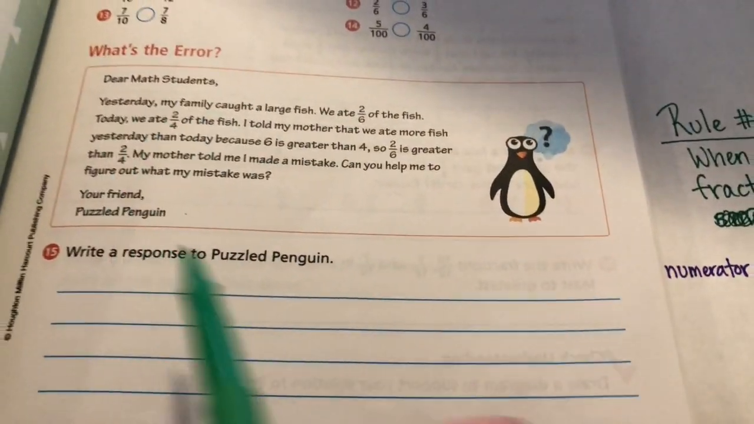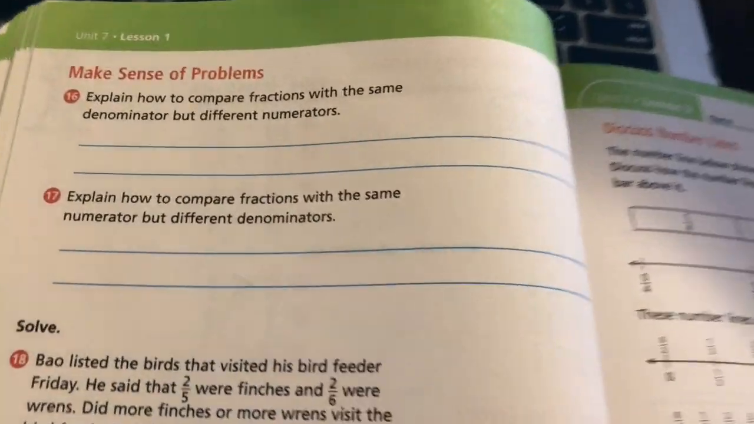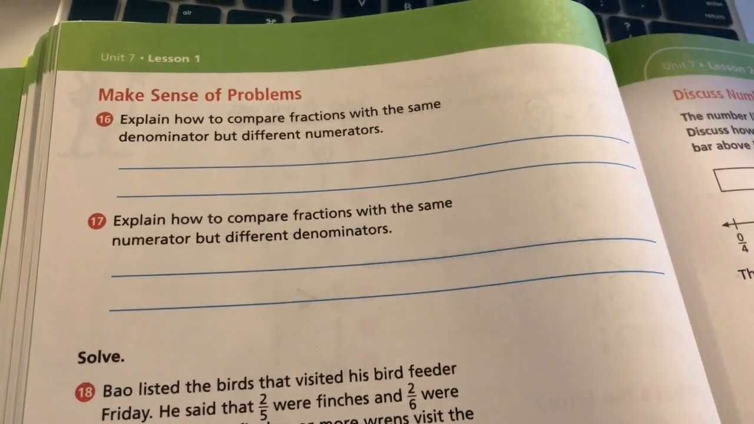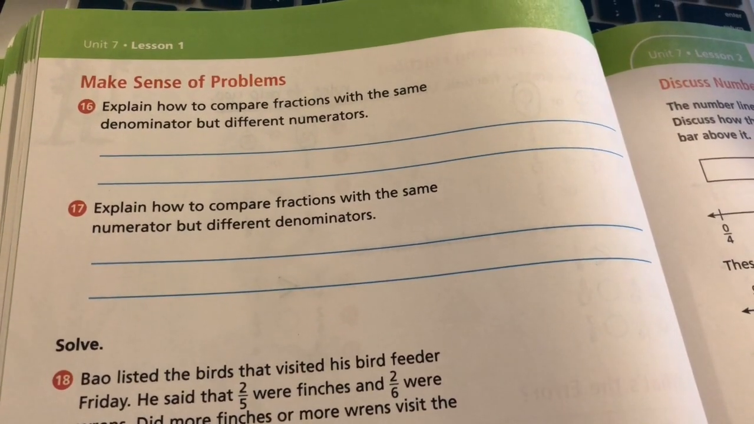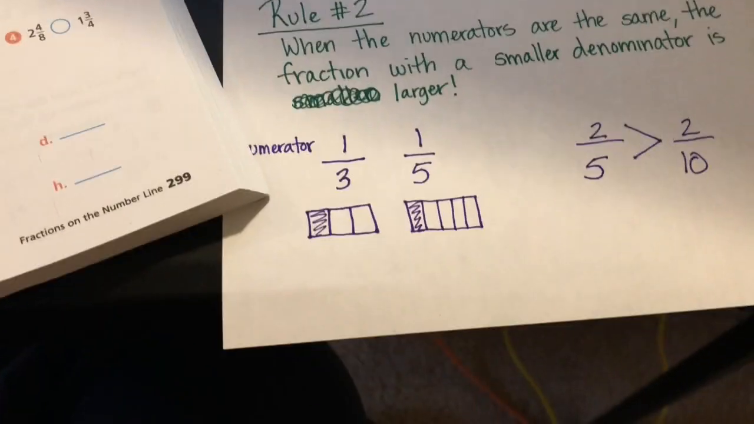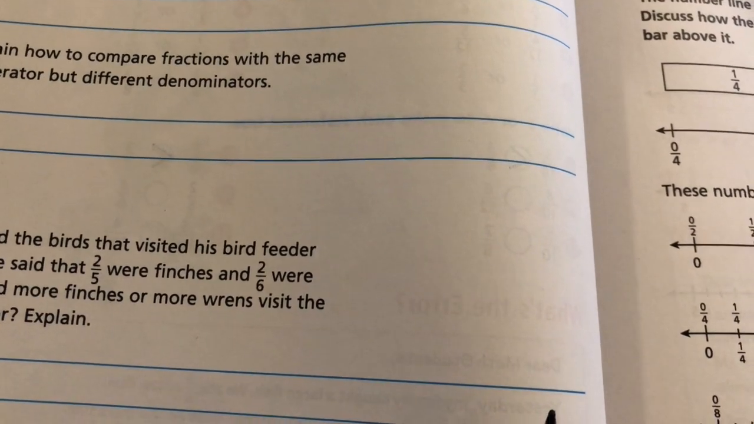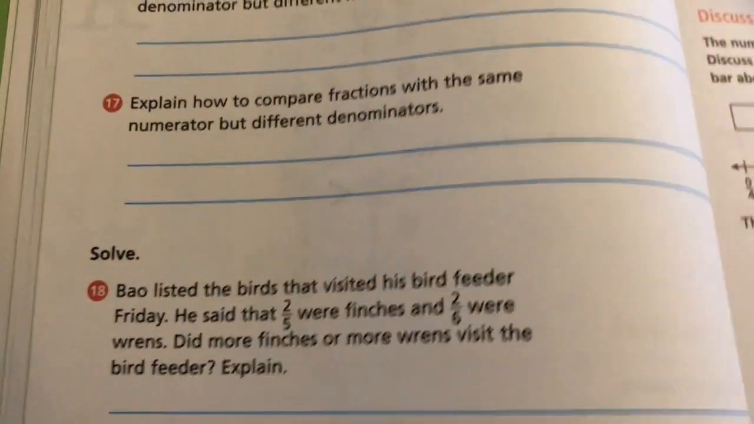Okay, I'd also like you to figure out this puzzle penguin question. Those are always really, really good. This question over here on the next page says, make sense of problems. Explain how to compare fractions with the same denominator but different numerators. We can just write, see, it says same denominators. That sounds like rule number 1. So I want you to just write it yourself, and I want you to write it with me, okay?